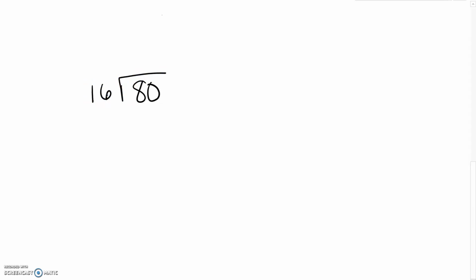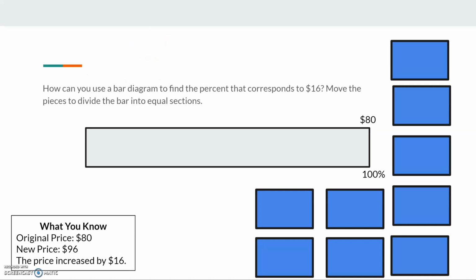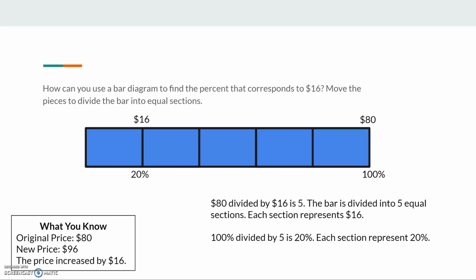So I'm going to divide. Well, 16 into 80. This is where I'm going to get into a little bit of guess and check. What do I know? 6 times what gives me a 0? Well, 6 times 5. So let's try that. 6 times 5 is 30. Carry my 3. 5 times 1 is 5 plus 3 is 8, so 80. Hey, look, that worked. So I'm going to have 5 equal sections.